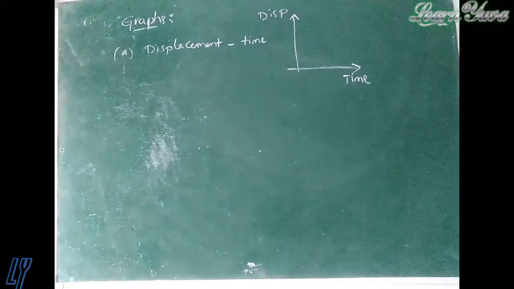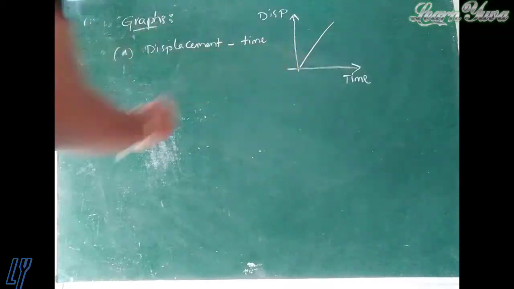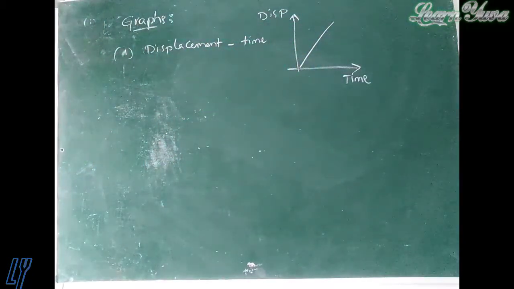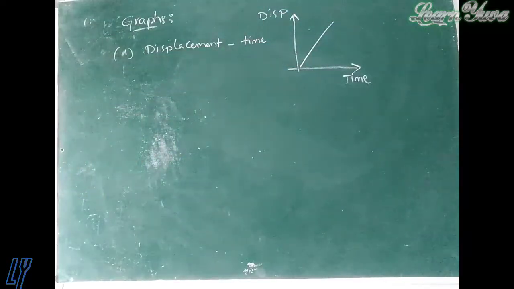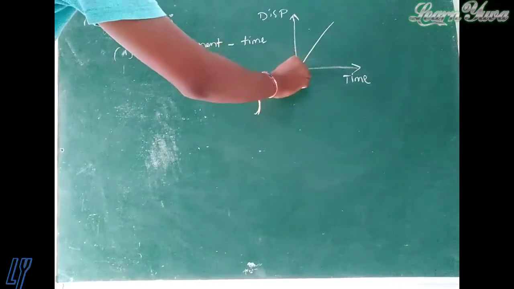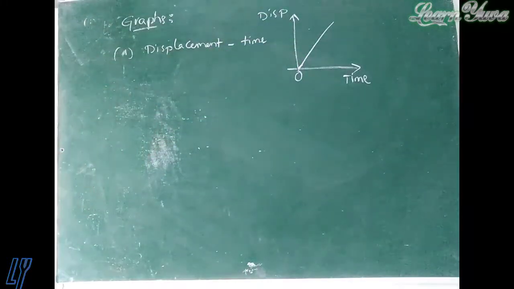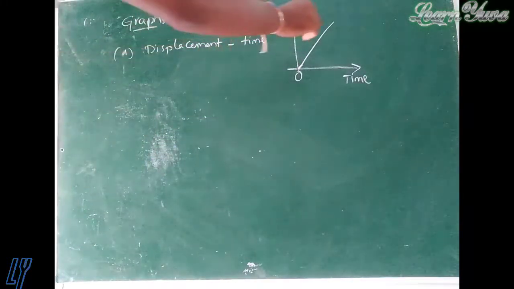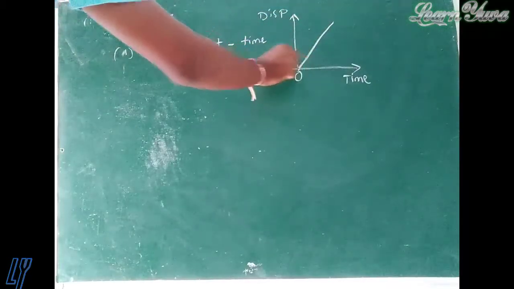The slope of the displacement-time graph gives velocity. So if you draw the slope, whatever the shape, a straight line or any curved path, it gives the velocity. Here it is a straight line starting from the origin. The slope which we calculate gives the velocity.